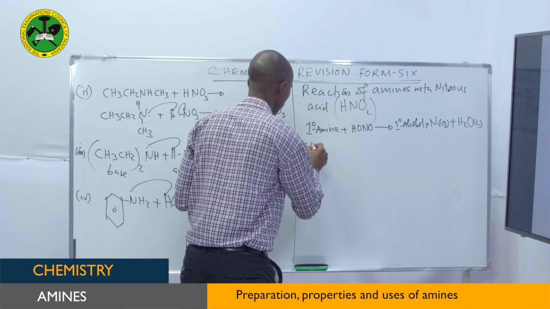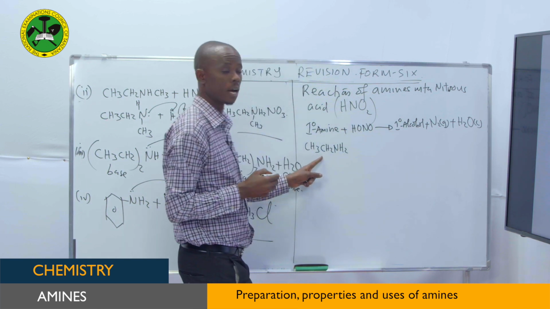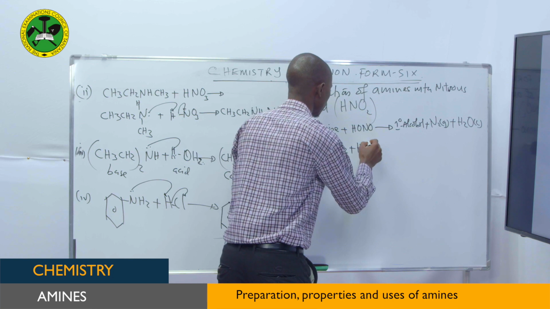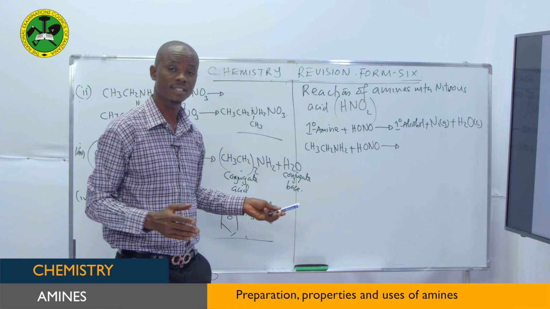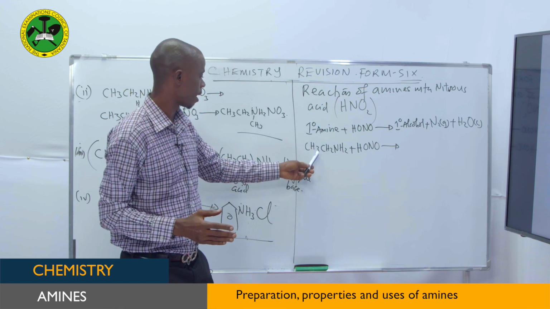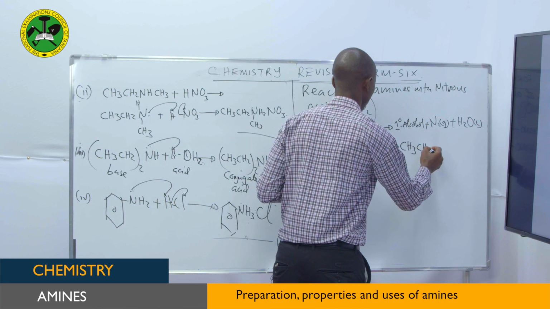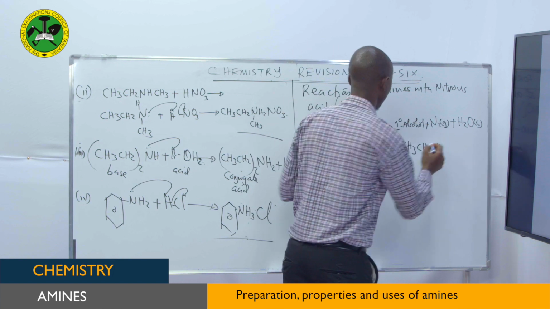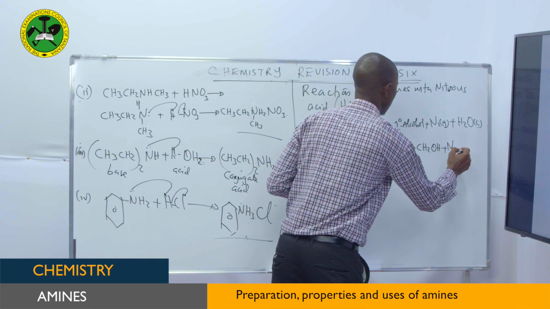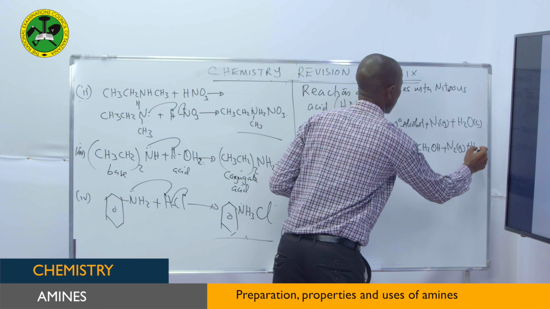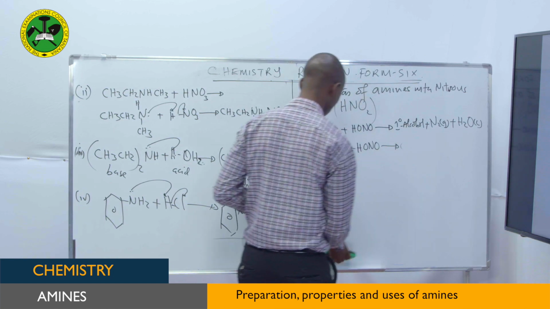Example of this one, this ethylamine, when it reacts with this acid, nitrous acid, the primary alcohol will have the same number of carbon atoms as the amine. So here we are going to have this one. You are going to form primary alcohol, which is ethanol, plus nitrogen gas and water. So let me write them here.